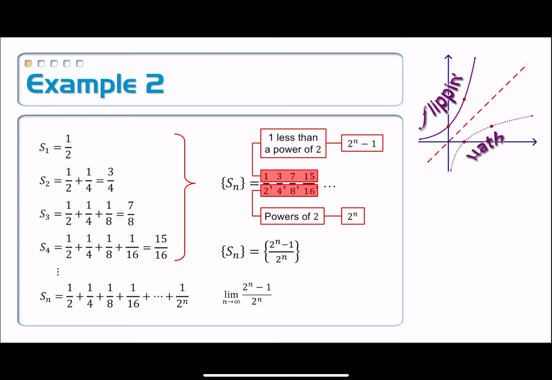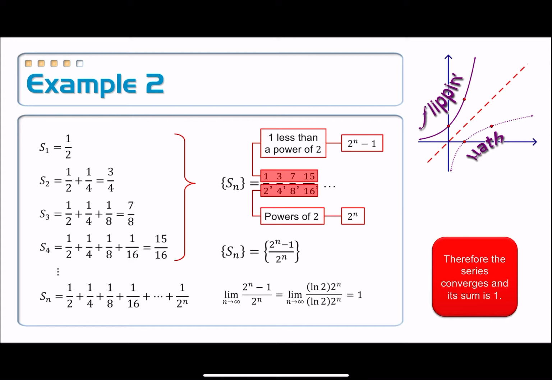It's 2 to the n, but then you have to multiply it times the log of the base, so times natural log of 2. And notice that's identical, the top and the bottom. They're exactly the same, which means they cancel out, and it gives you 1. What's that mean? It means that this sum is getting closer and closer to the number 1. It converges to 1, and that's the sum of the series, right?